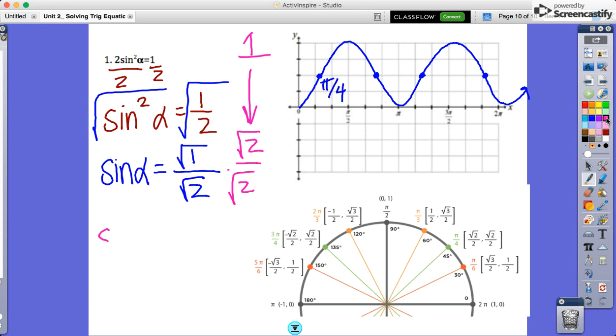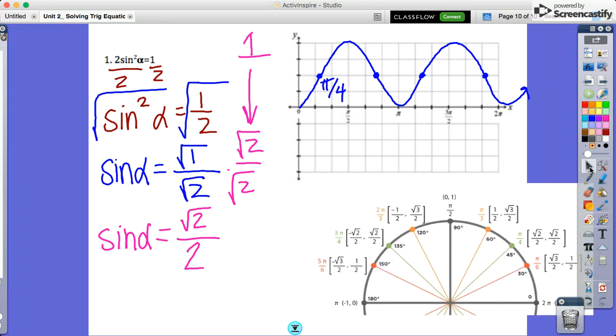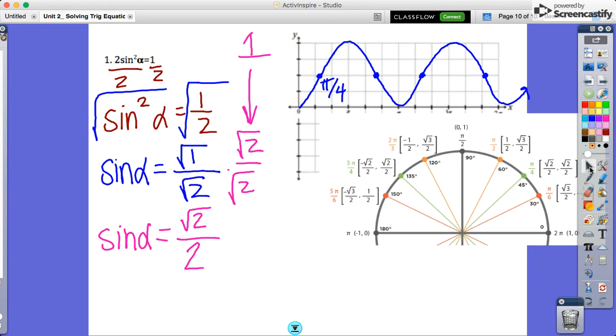So I get sine alpha equals 1 times 2 is 2, square root of 2. And then what happens when I multiply square root by itself? It becomes itself without the radical, so just 2. So now I have an input of sine alpha being square root of 2 over 2. And it would be helpful if I had my whole unit circle, but I do not.